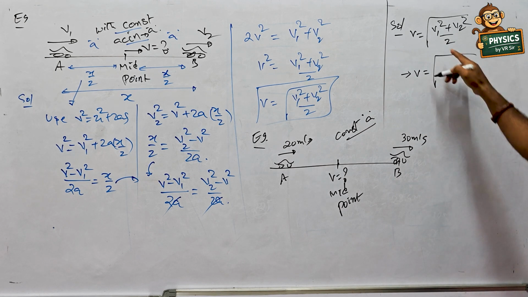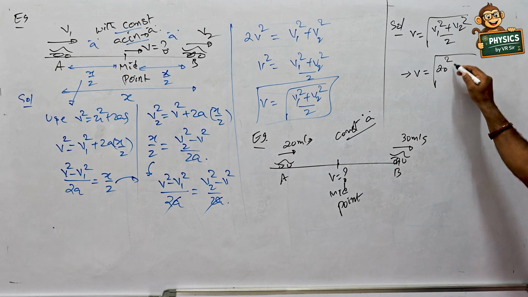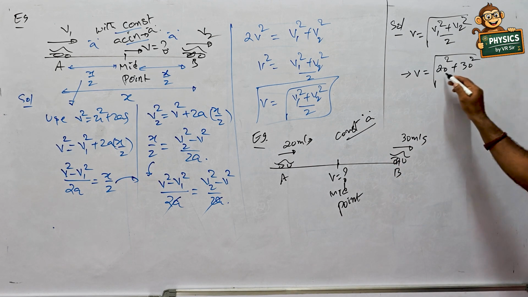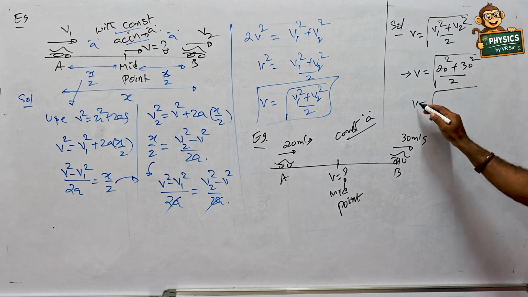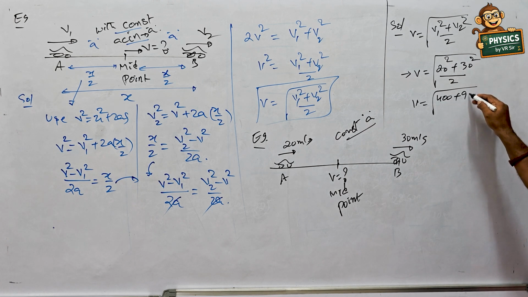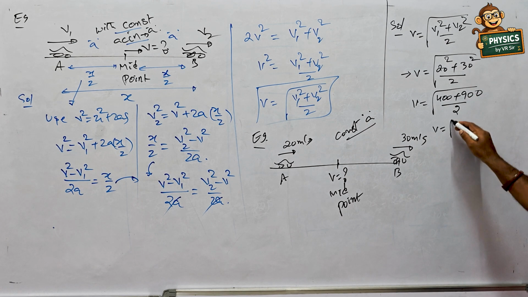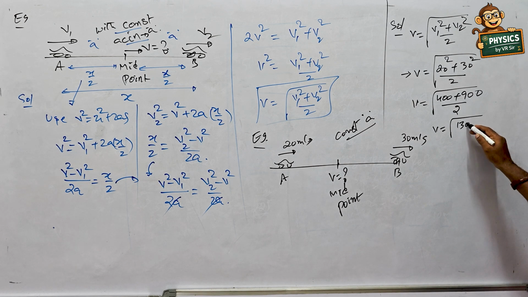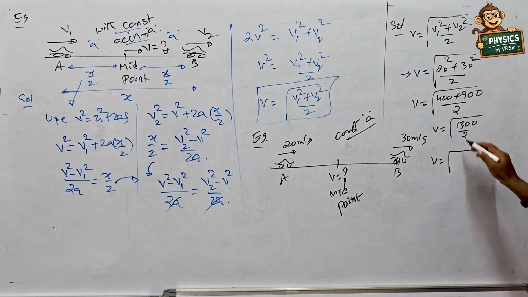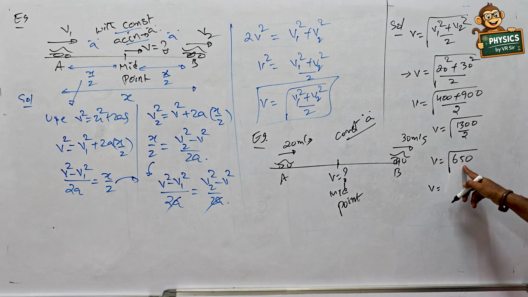So v is equivalent to root over v1 square, which is 20 square, plus v2 square, which is 30 square, upon 2. So v is equivalent to root over 400 plus 900 upon 2. So v is equivalent to root over 1300 by 2, which is 650. So v is equivalent to 10 root 6.5.